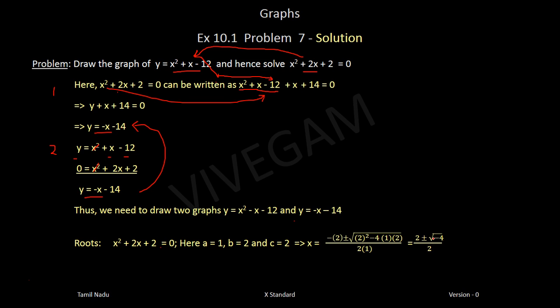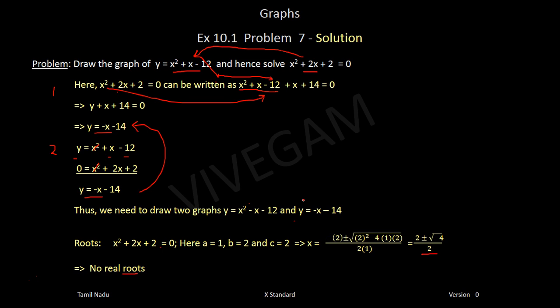Can a square root be negative? It cannot be negative, right? So you don't have a real root. If you remember, when b square minus 4ac is negative, you don't have real roots. Which means there is no real root for this equation, or in other words, these two will not intersect at all. Okay, keep that in mind.